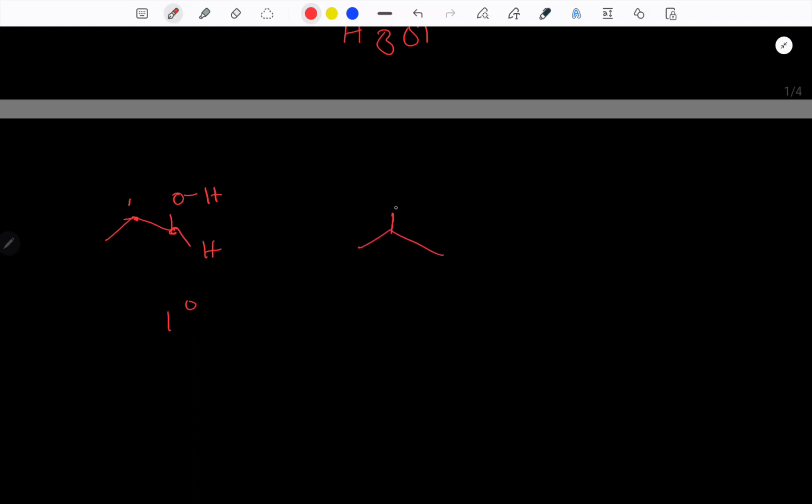You can also have something like this. If you check, this one is a secondary alcohol because this carbon is connected to two other carbons, carbon 1 and carbon 2. Example number 3. This is a tertiary alcohol because it is connected to carbon 1, carbon 2, carbon 3. The carbon which contains the alcohol also has 3 neighboring carbons, so that's qualified to be called tertiary.